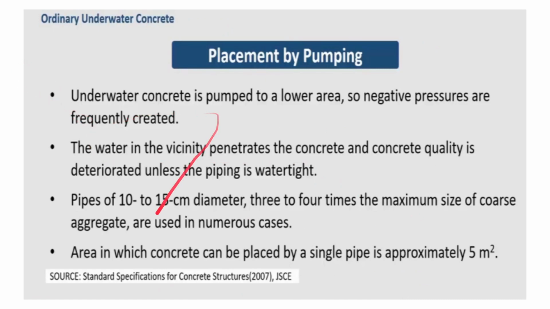So underwater concrete is pumped to a lower area, so negative pressures are frequently created. The water in the vicinity penetrates the concrete and concrete quality is deteriorated unless the piping is watertight. Pipes of 10 to 15 centimeter diameter, 3 to 4 times the maximum size of coarse aggregate, are used in numerous cases. Area in which concrete can be placed by a single pipe is approximately 5 meters square.